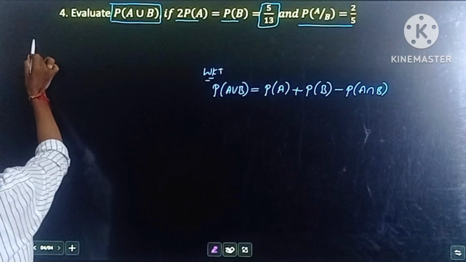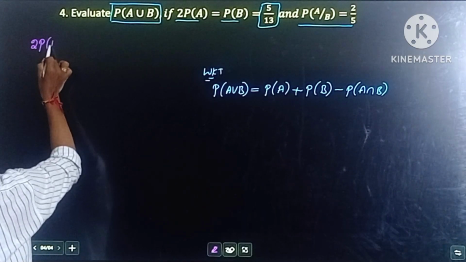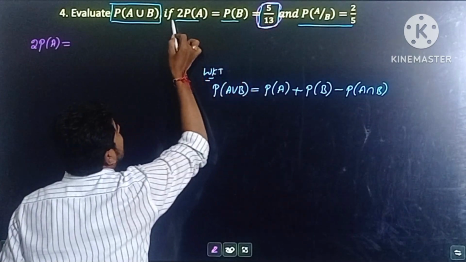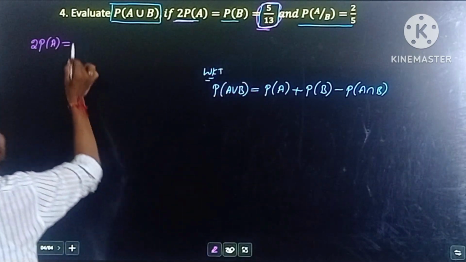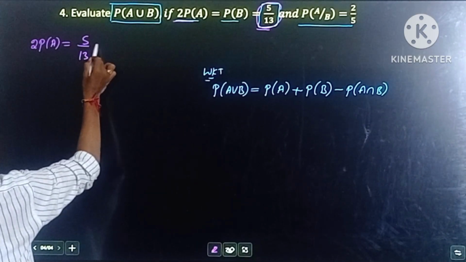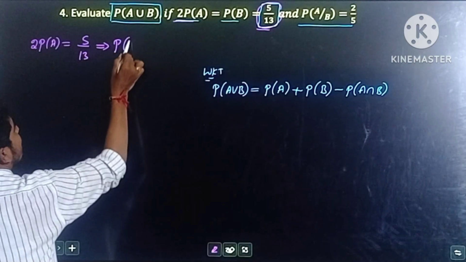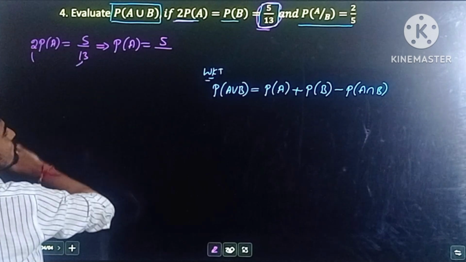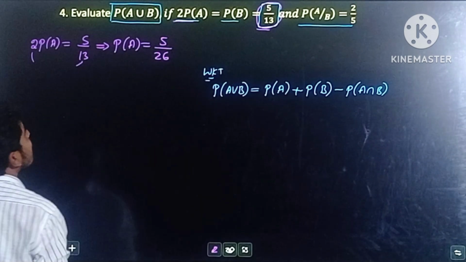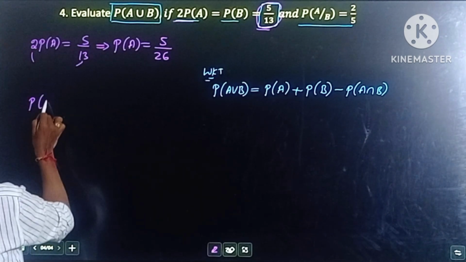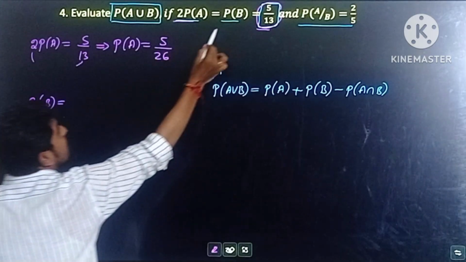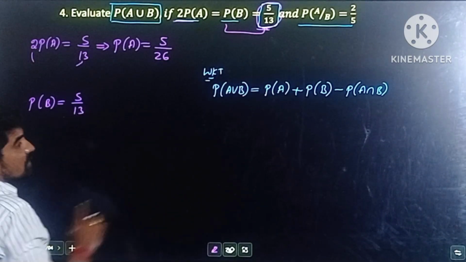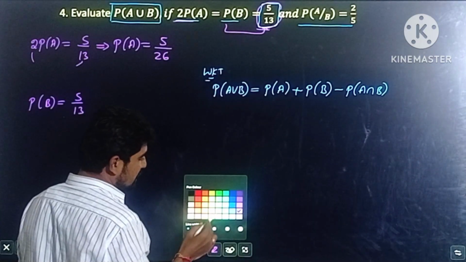So in this question, he has given that 2 into probability of A is equal to 5 by 13. So which implies definitely probability of A is equal to 5 divided by 13 into 2, which is equal to 5 by 26. And directly he has given the value of probability of B, which is equal to 5 by 13. We need probability of A intersection B.